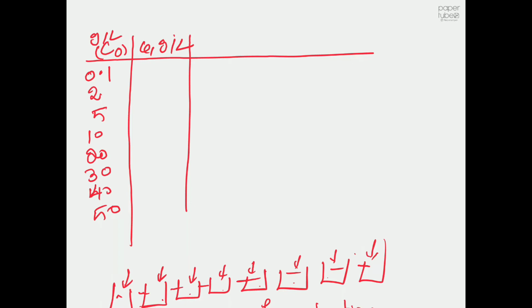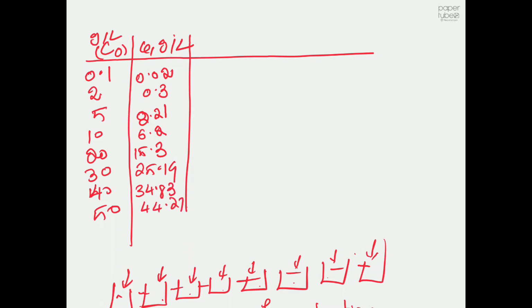grams per liter. 0.02, 0.3, 2.21, 6.2, 15.3, 25.19, 34.83, 44.27. So from this we can calculate QE, which is nothing but C0 minus CE multiplied by V by M.